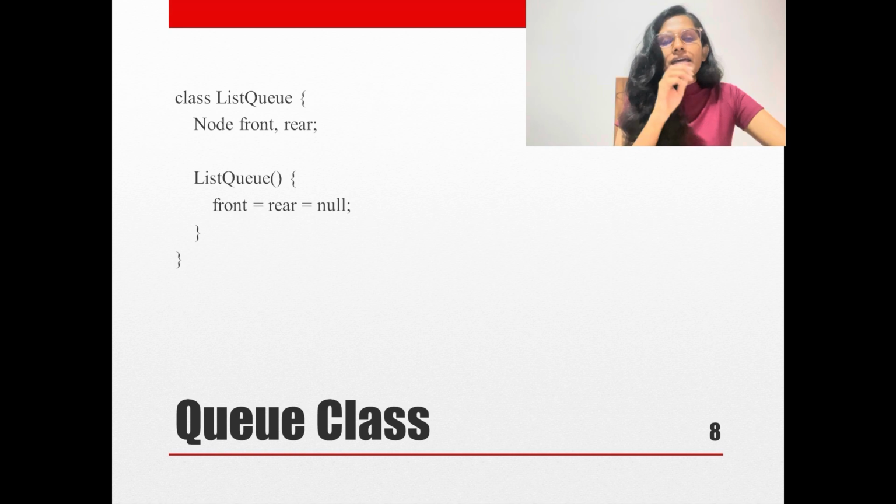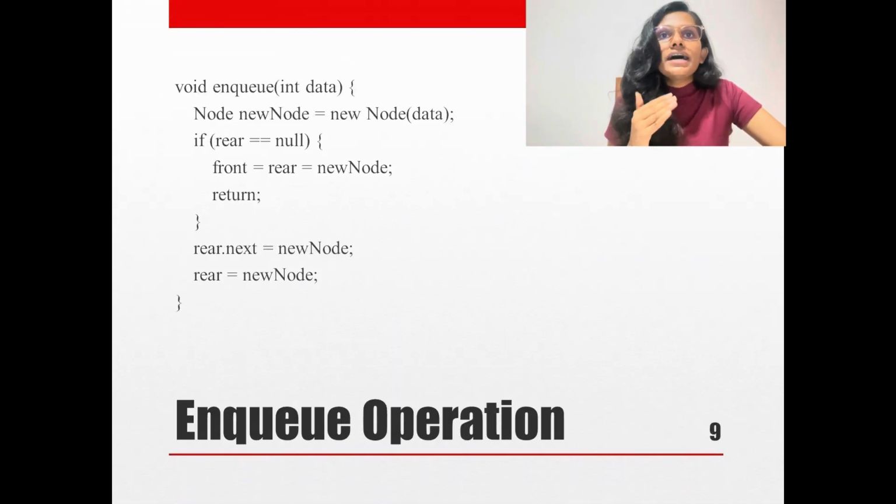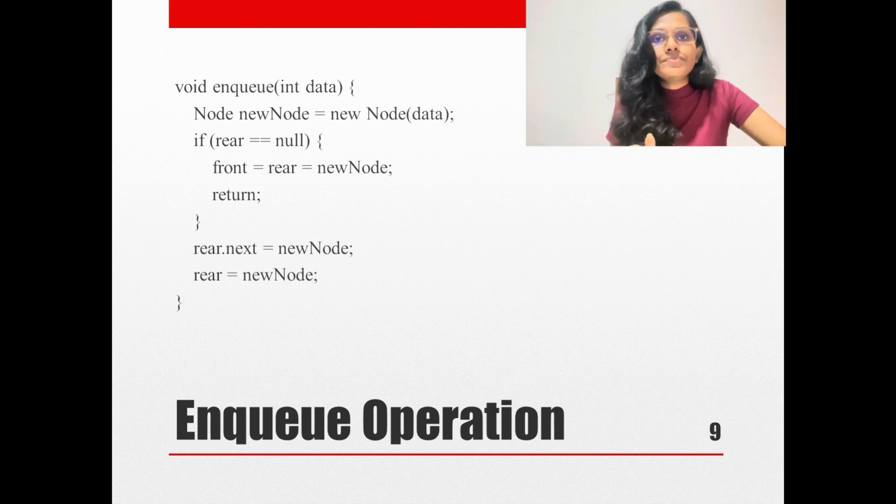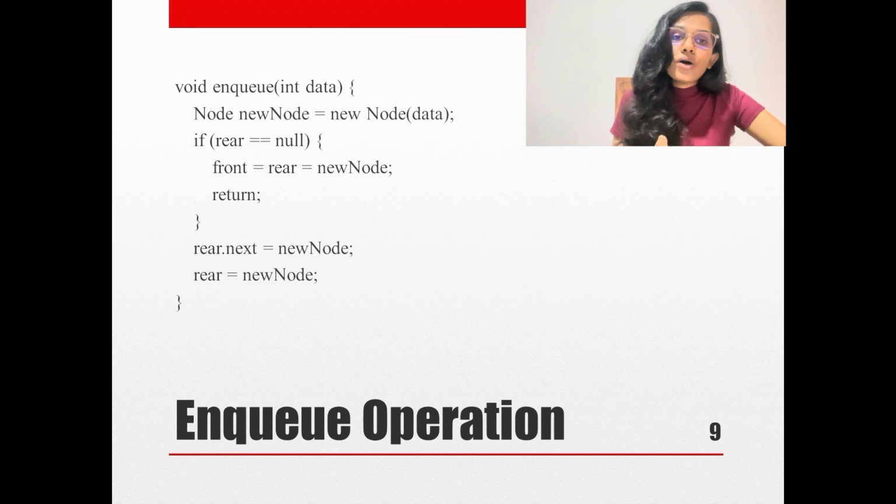Here we have shown an enqueue operation. Let's go through this slowly. Here we have Node newNode equals new Node, and in the brackets we have shown the data. So we create a new node with the given data. For example, if data is 10, a new node containing 10 is created.